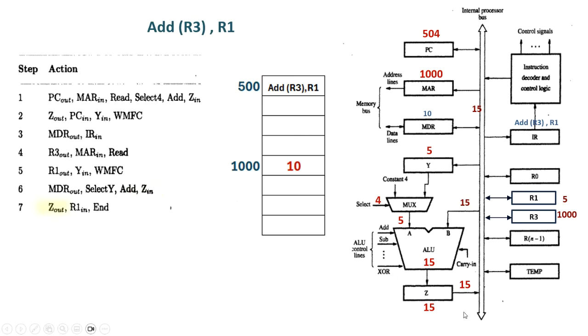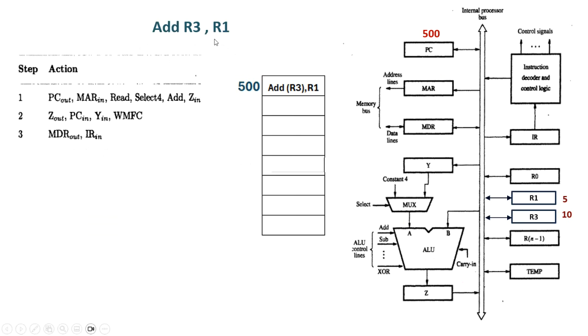In the next step, this 15 can be moved from the Z register to the internal processor bus. Then the R1 in connection can be enabled, so the 15 can be moved into this location. So the instruction is successfully executed. Finally, it goes to the end state.